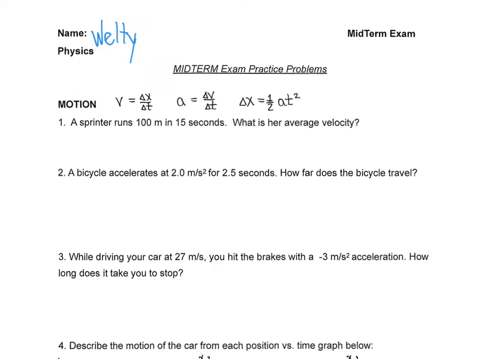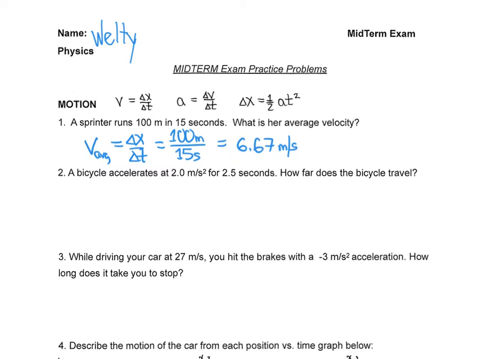Away we go. So first one, number one, this is all in motion. The sprinter runs 100 meters in 15 seconds. What is her average velocity? So we're looking at average velocity is distance over time. If I take 100 meters over 15 seconds, calculator in hand everybody, that is going to be 6.67 meters per second.